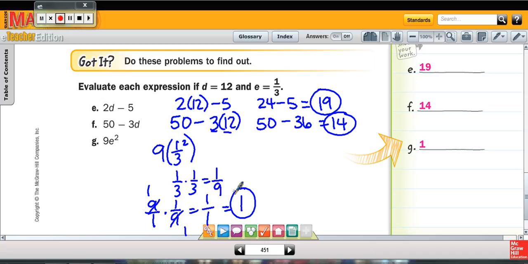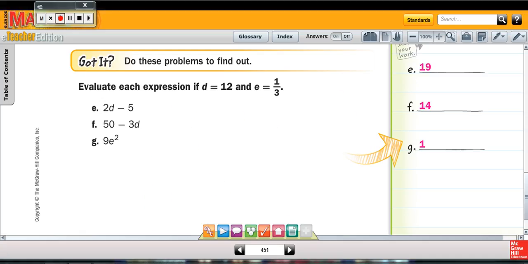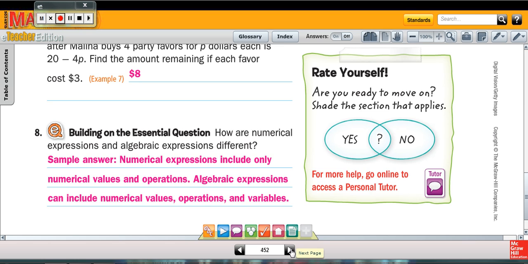If you need to go back and review or watch a few more of these problems, go ahead and do that at this time. Go back through them. If you're feeling comfortable and confident, let's proceed to page 452.